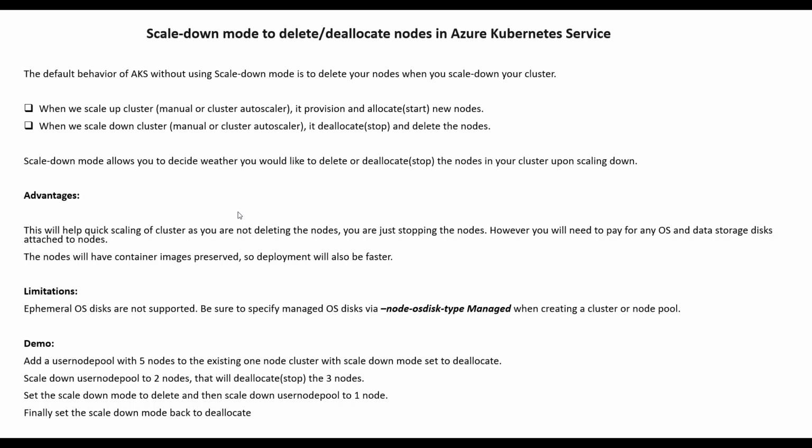Now we will see a demo. In the demo, we will add a user node pool with 5 nodes to the existing 1 node cluster with scale down mode set to deallocate. Then we will scale down the user node pool to 2 nodes, which will deallocate or stop 3 nodes in the cluster. And then we will set the scale down mode to delete and then scale down the user node pool to 1 node. And finally, we will set the scale down mode back to deallocate and we'll notice the behavior.